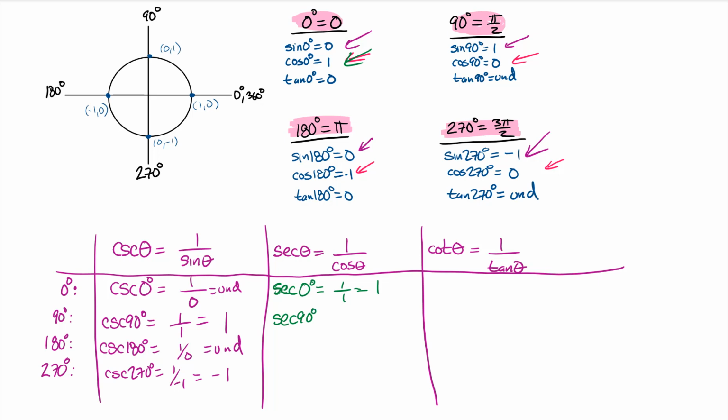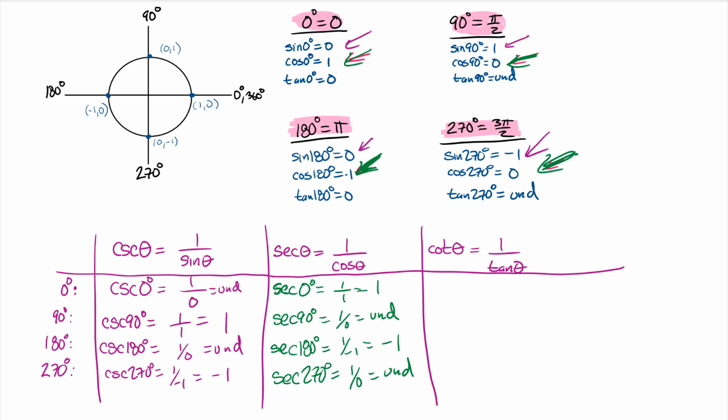Secant of 90 degrees. That's going to be 1 over whatever cosine is at 90. That's 0. Uh-oh, undefined. Never divide by 0. What about secant of 180 degrees? Well, it's 1 divided by whatever cosine is. That's negative 1. So we get negative 1. And lastly, we get secant of 270, which is going to be 1 over what is cosine of 270? It's 0, so it's undefined again.